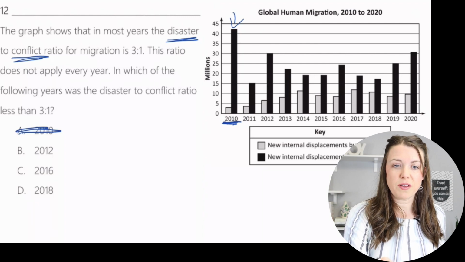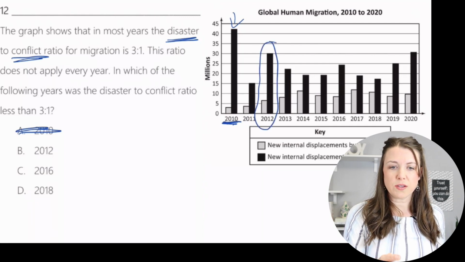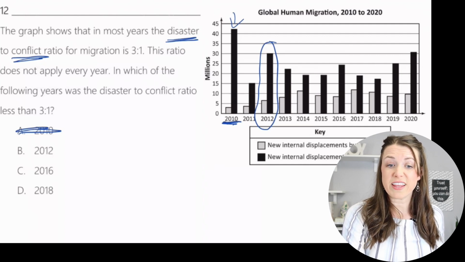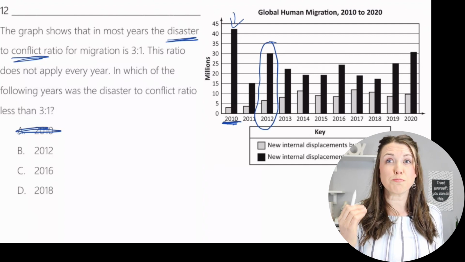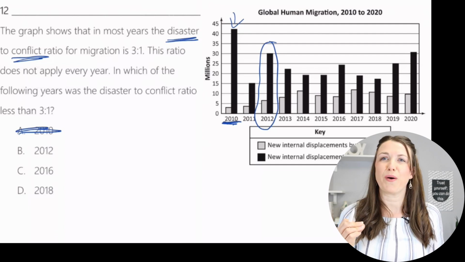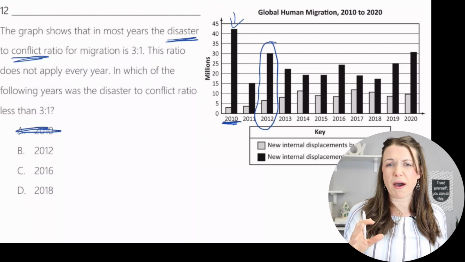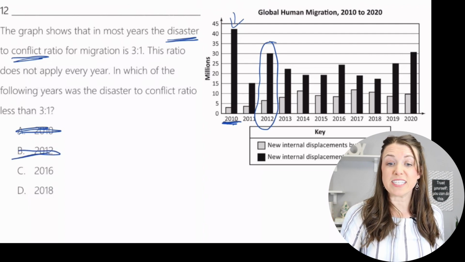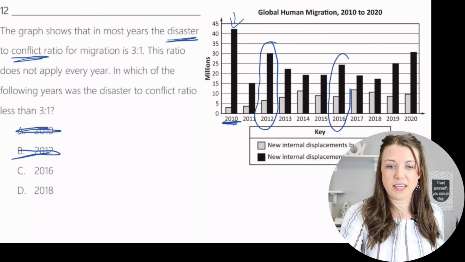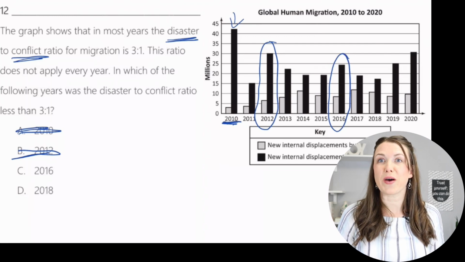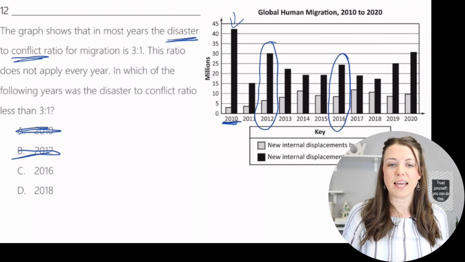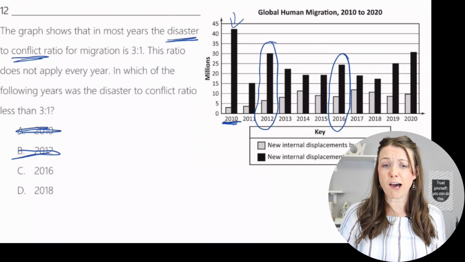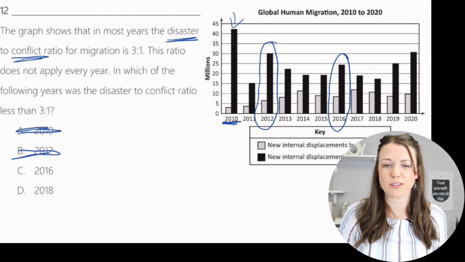2012, here we've got it right here. So looks like our disaster is about 30 and our conflict is about 7. So is that smaller than 3 to 1? No, it's larger. It looks like it's maybe about 4 to 1. So that's not our answer. Okay, 2016. Right here. That looks like a good 3 to 1 ratio as well, right? So look at the disaster, it's around 25, and the conflict is back to that 7 mark, or maybe 8, right?